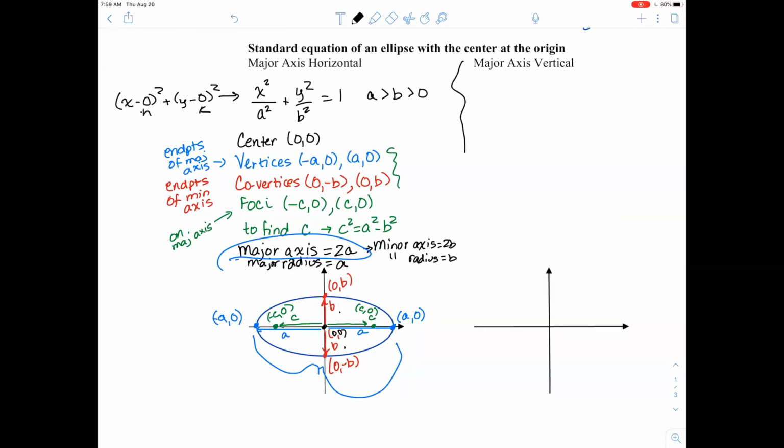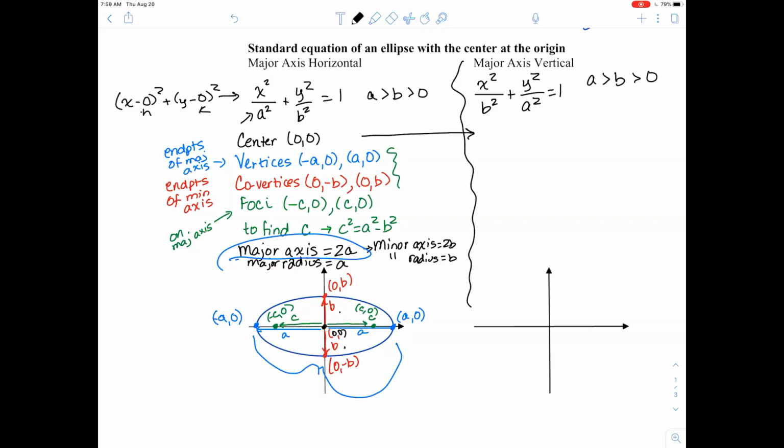Okay. All right, so let's look at our other equation. If your major axis is horizontal, then the x, which is your horizontal axis, gets the a squared. And the y, which is your vertical axis, gets the b squared. If your major axis is vertical, those two things switch. So the equation goes x squared over b squared plus y squared over a squared equals 1, where a is still greater than b, which is still greater than 0.